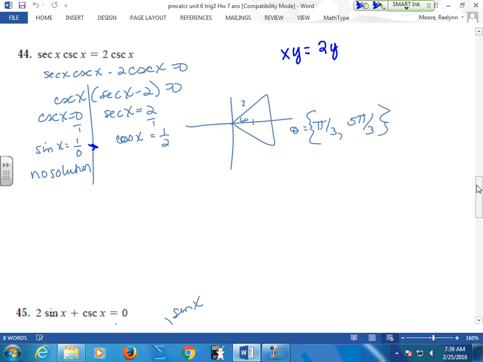And the other guy, if it helps you, flip that over. Cosine, where's cosine positive? Again, we see the same kind of triangles. These are your special triangles. So everybody can do this.